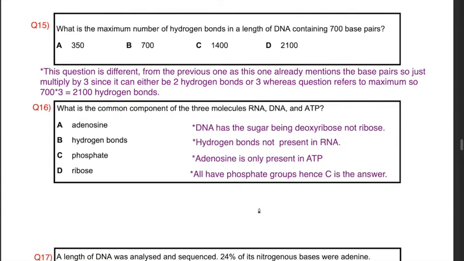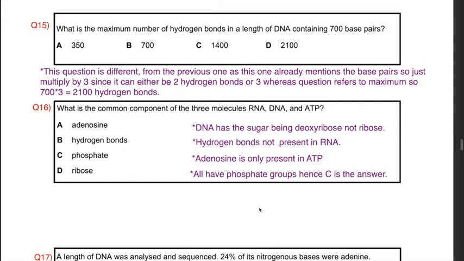Question 15. What is the maximum number of hydrogen bonds in the length of DNA containing 700 base pairs? Over here, this question is different from the previous one, because the previous one mentioned just the nucleotide number. However, over here it refers to the base pairs. So you just multiply it by 3 because the question refers to maximum. And if you recall earlier, if it is maximum, you should multiply by 3 hydrogen bonds.